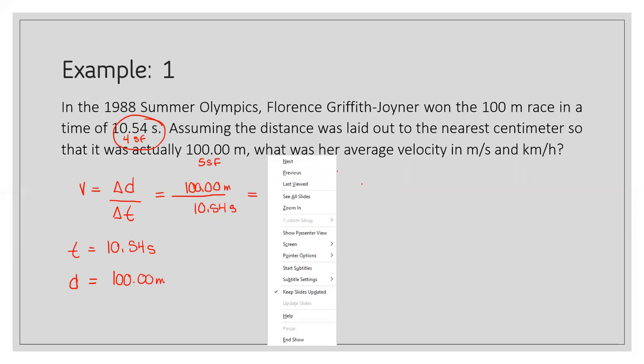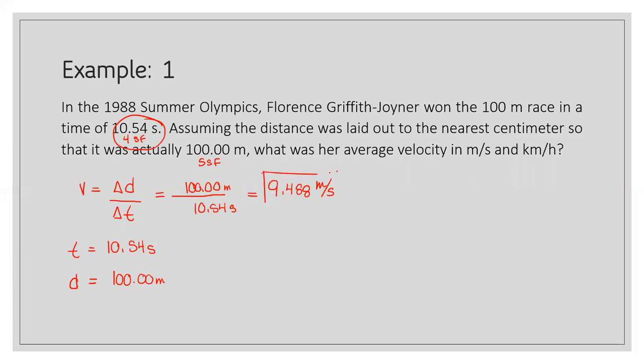Her average velocity was 9.488 meters per second. Well, how many kilometers per hour is that? So we'll do our conversion, and conversion's nice and easy. Now, being as you are the wind turbine class, you may know this conversion off by heart because you have to convert wind speeds. But we'll do the conversion the long way.